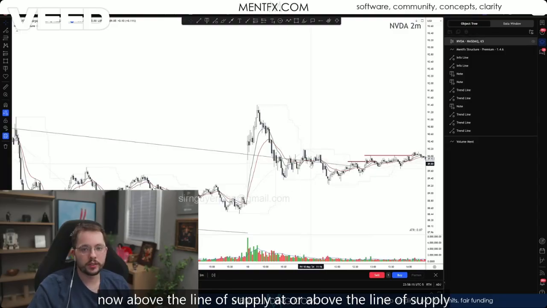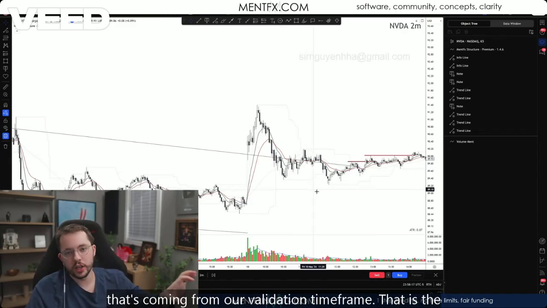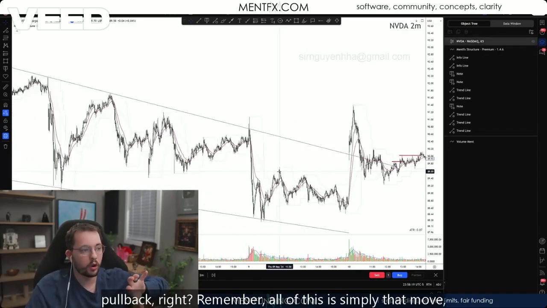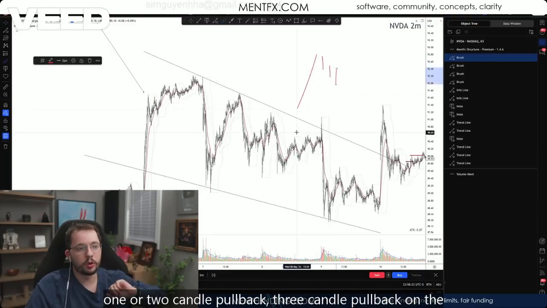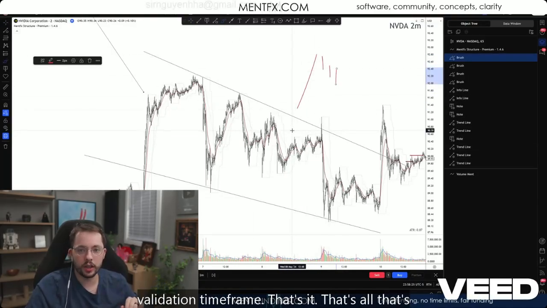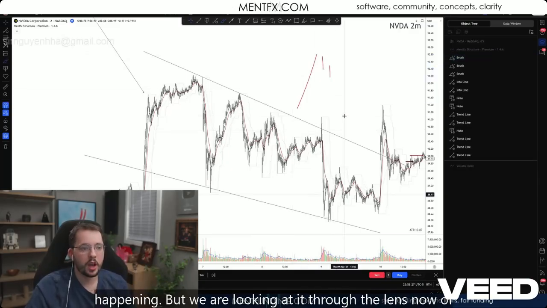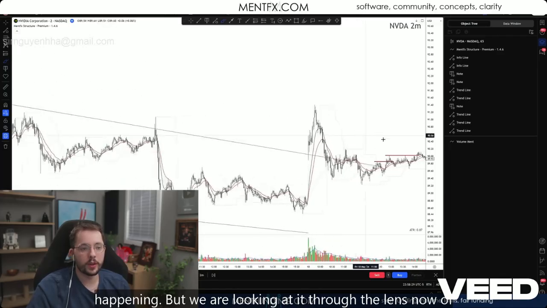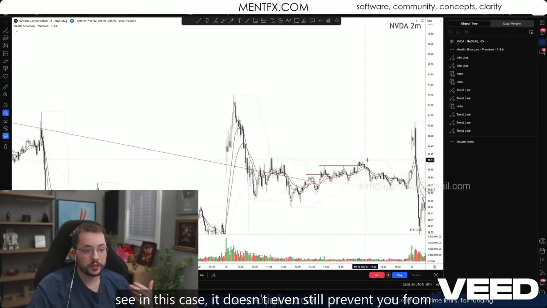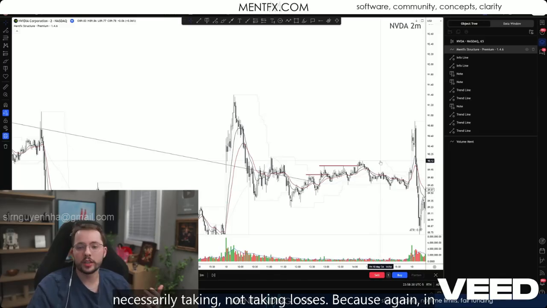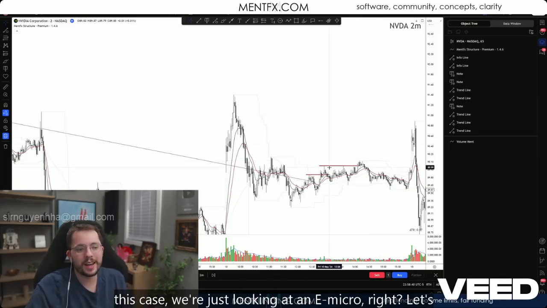at or above the line of supply that's coming from our validation time frame. That is the pullback, right? Remember, all of this is simply that move, a 1 or 2 candle pullback, a 3 candle pullback on the validation time frame. That's it. That's all that's happening. But we are looking at it through the lens now of an E micro for the purpose of explanation. Okay. And you can see in this case, it still doesn't necessarily prevent you from taking losses, because again, in this case, we're just looking at an E micro.